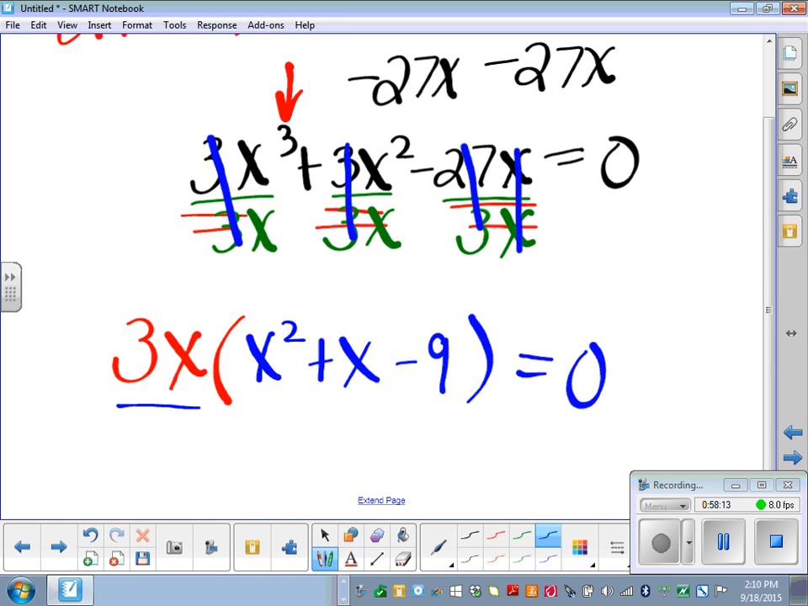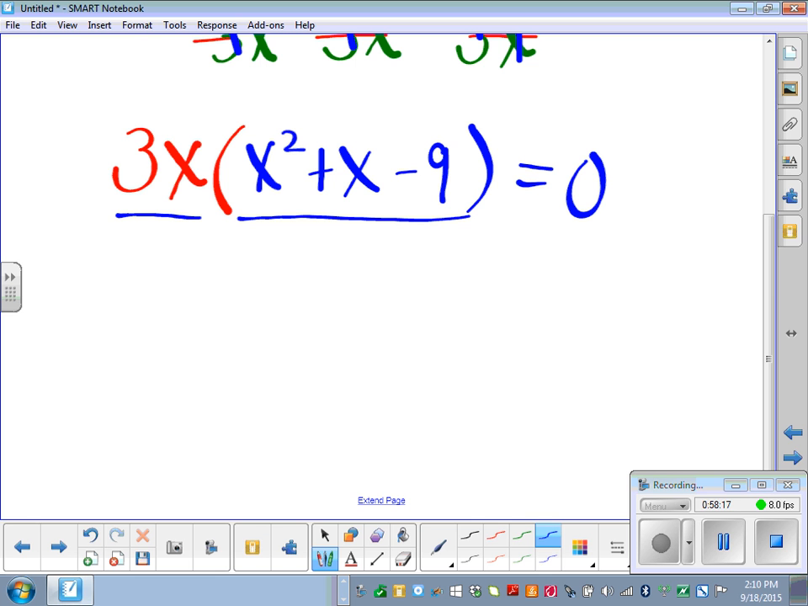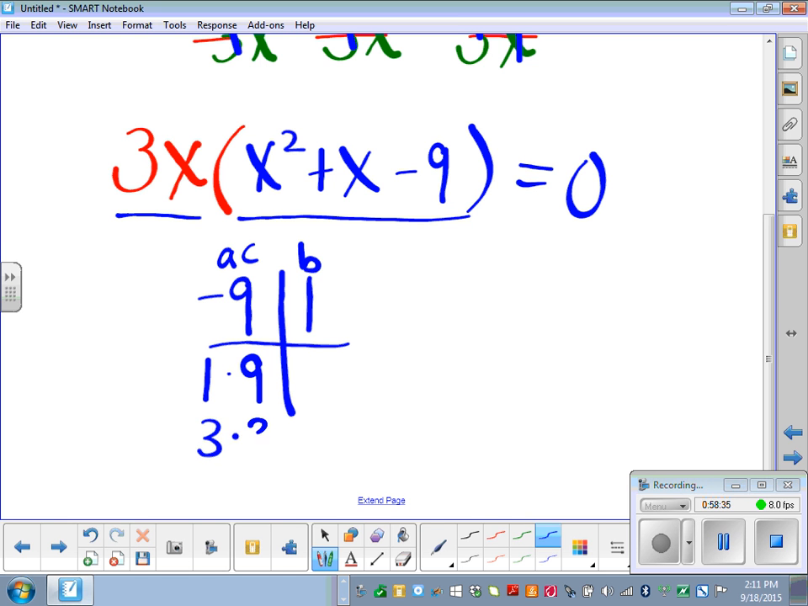So now here, guys, notice we're down to our linear factor there, but this is a quadratic, so we need to keep factoring if possible. So what multiplies to be negative 9 and adds up to be 1? What multiplies to be a times c would be negative 9, and adds up to be b is 1. So the only factors of 9 is 1 times 9 and 3 times 3. Neither of those could add up to be positive 1. And so this does not factor. Okay, this does not factor.